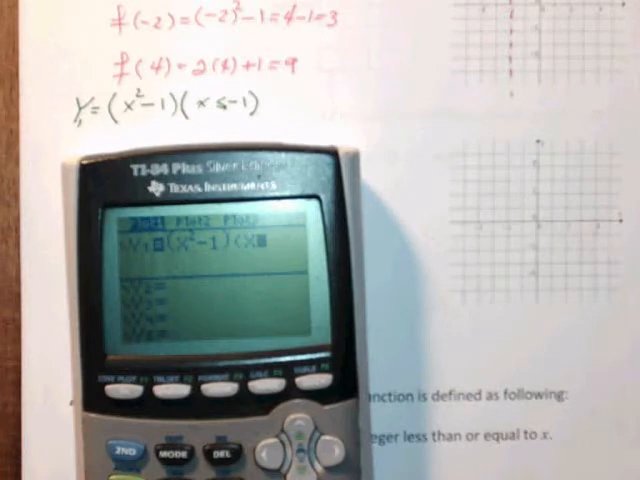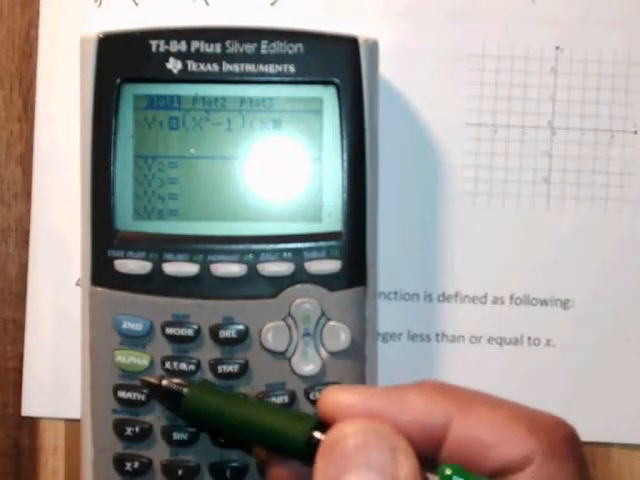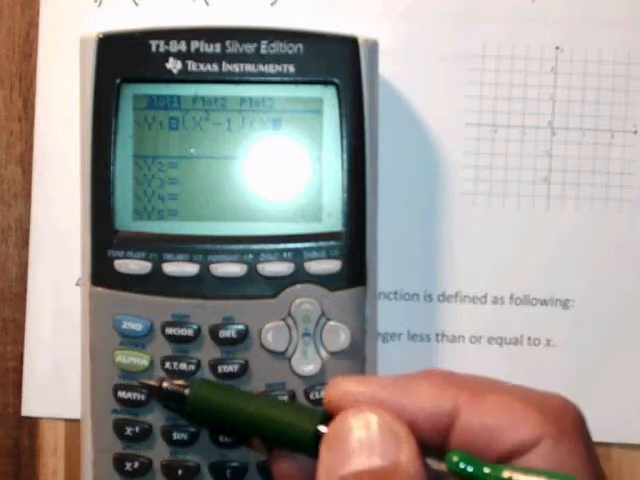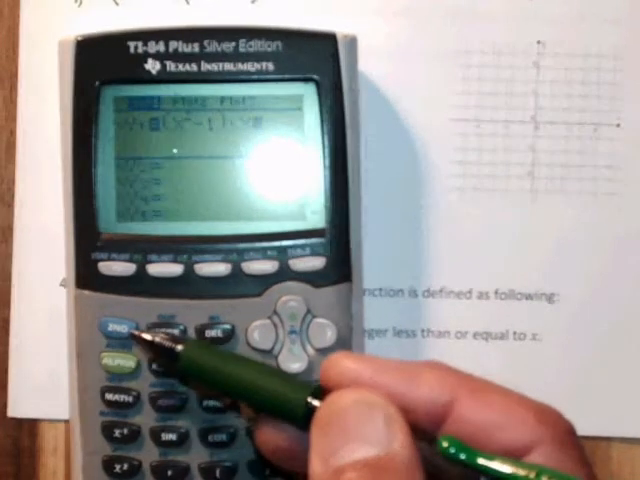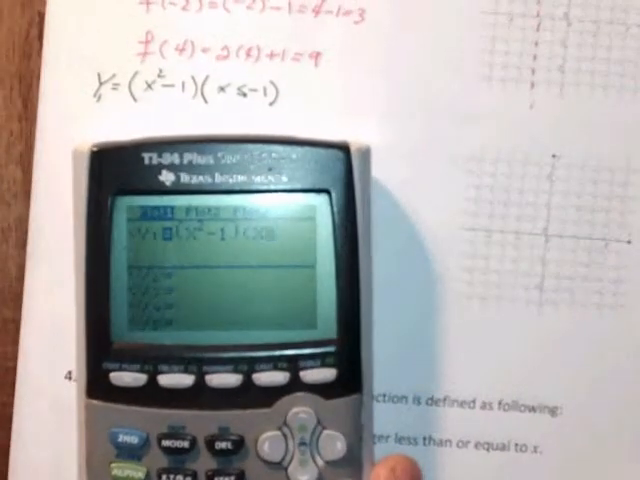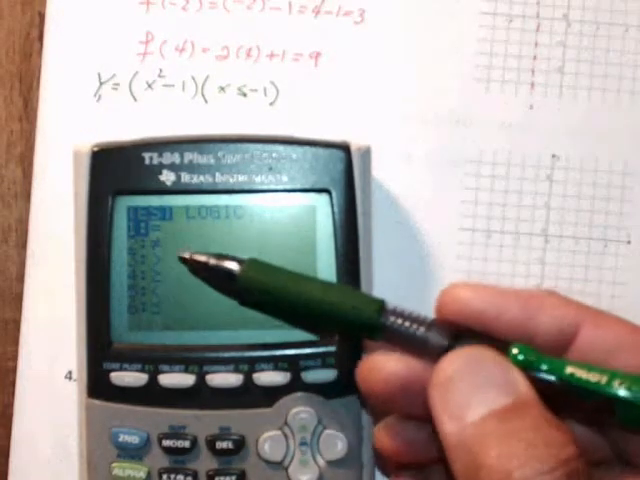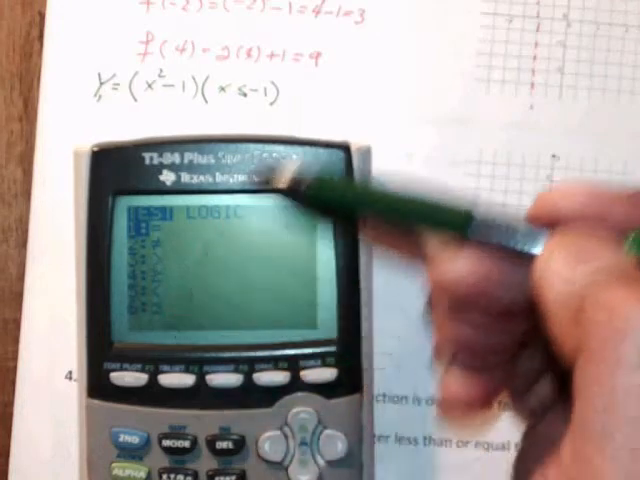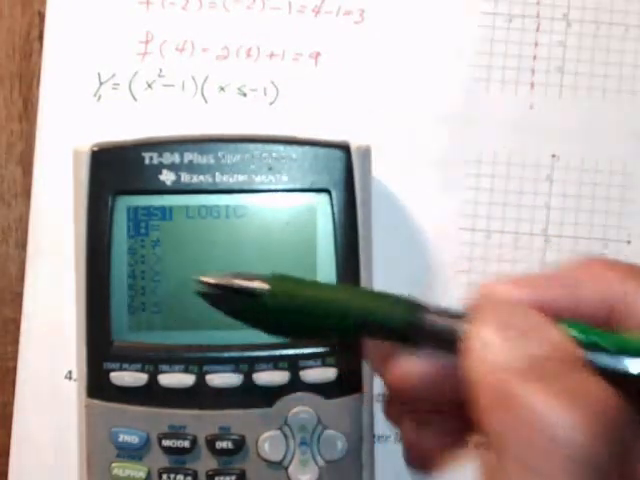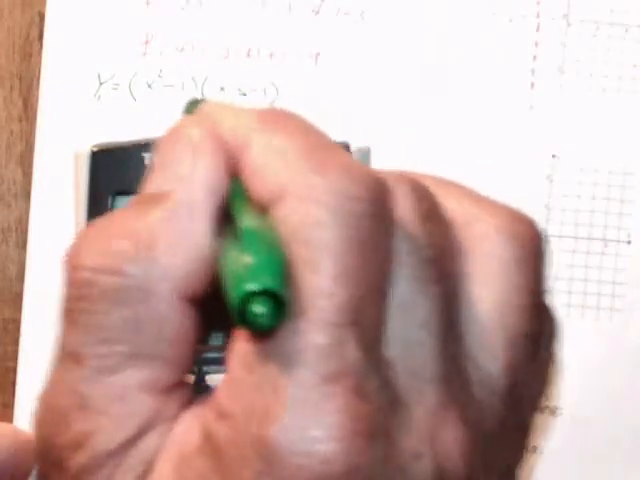To get less than or equal, you have to go to test. You see, it says test, right here, above math. Test, T-E-S-T. So you have to say second test, second math. So if I say second math, you see, I have all these symbols I can choose from, and I needed less than or equal to. Less than or equal to is number 6. So less than or equal to minus 1. So I type this whole thing here.